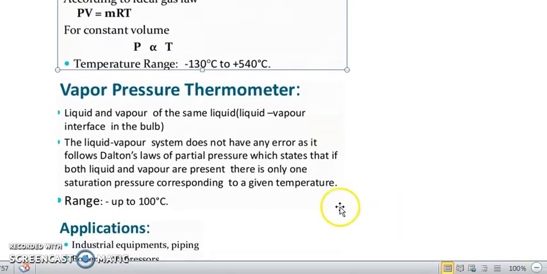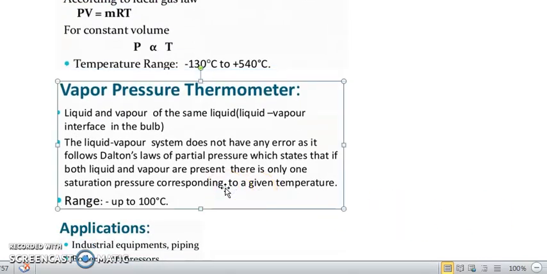Now, what is actually used in industry as a pressure thermometer is the vapor pressure thermometer. It is actually used in industry, and you should mostly concentrate on this part only for the pressure thermometer.